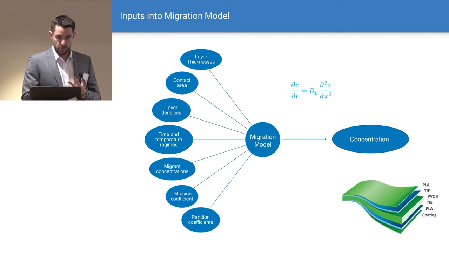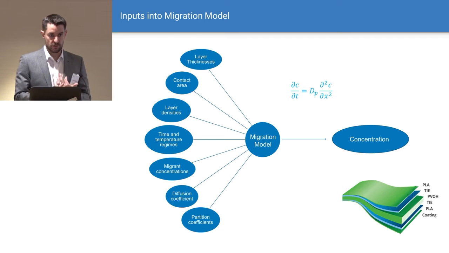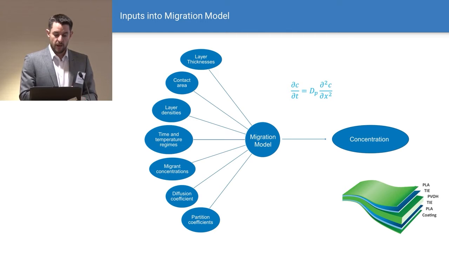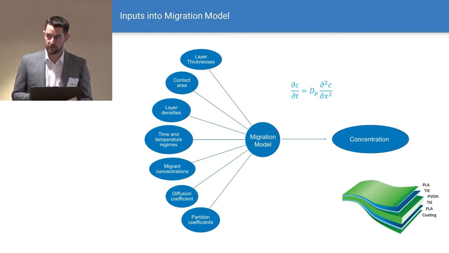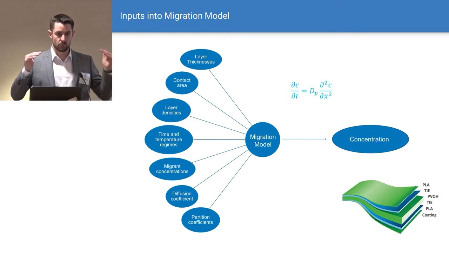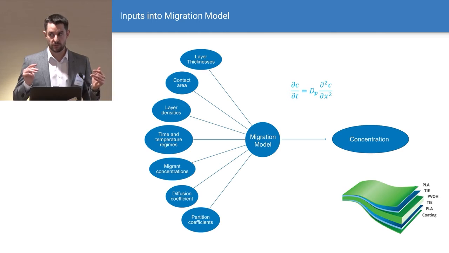You need to know the time and temperature regimes the packaging will undergo when in contact with food. You need to know the concentration of the migrant, or the substance that can be present in one or more layers. And then you need two physicochemical parameters. So one is the diffusion coefficient, and this is like the kinetic component that measures how readily a substance can move within a given layer.